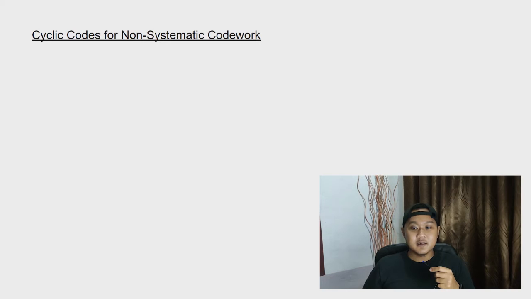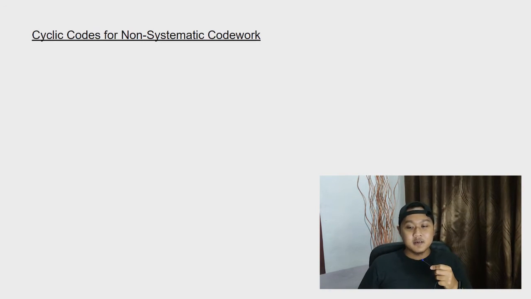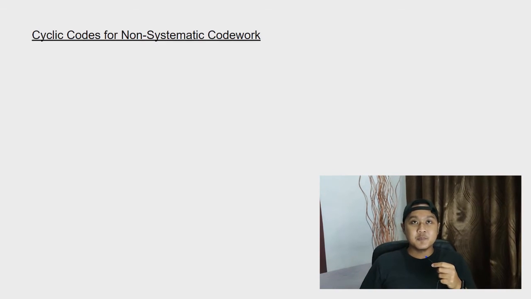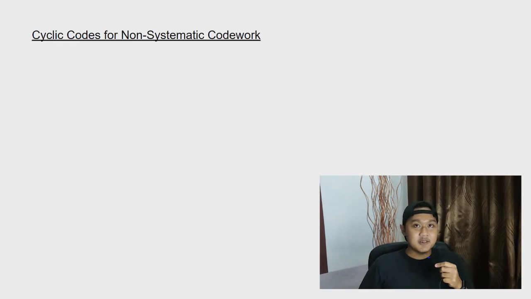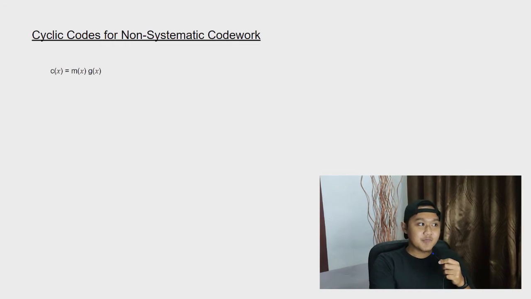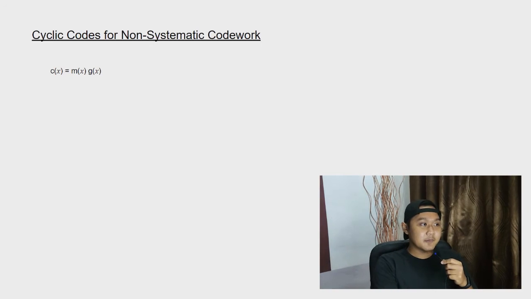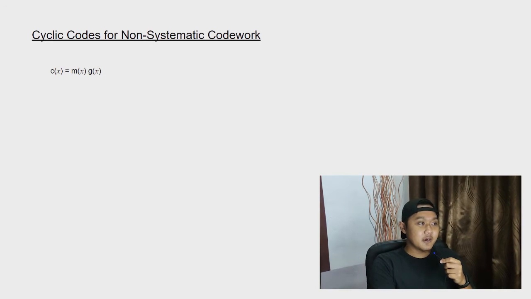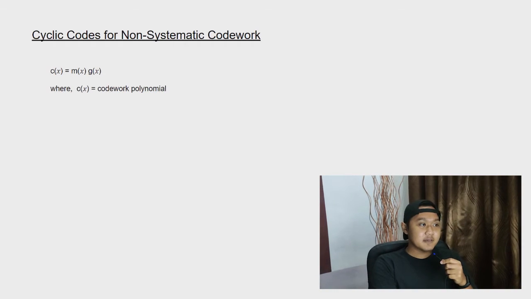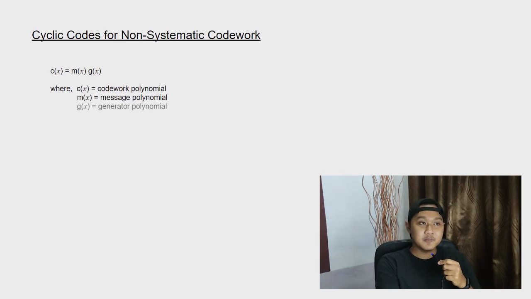Okay, I'm going to explain about the non-systematic cyclic code. Okay, the non-systematic cyclic code is where the output code word is generated using polynomial multiplication. Okay, for the non-systematic code word, the equation is C(x) equal to M(x) multiplied by G(x), where C(x) is the code word polynomial, M(x) is the message polynomial, and G(x) is the generator polynomial.